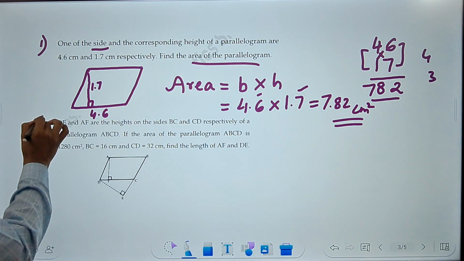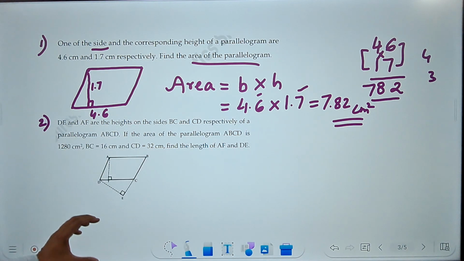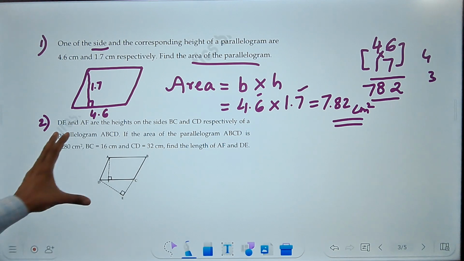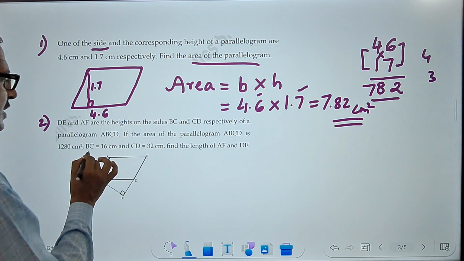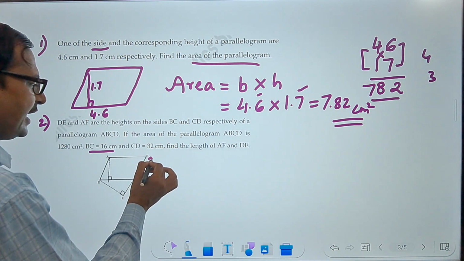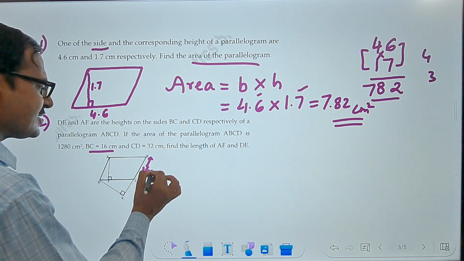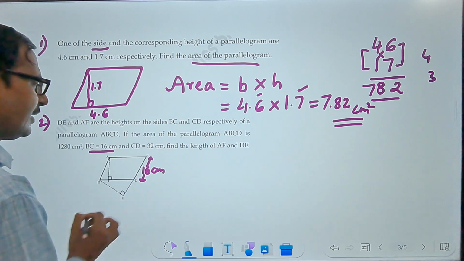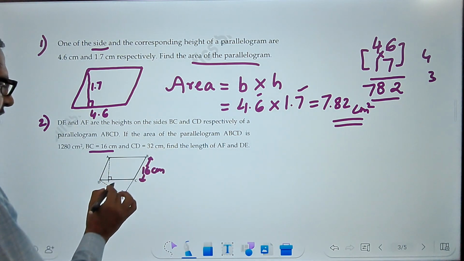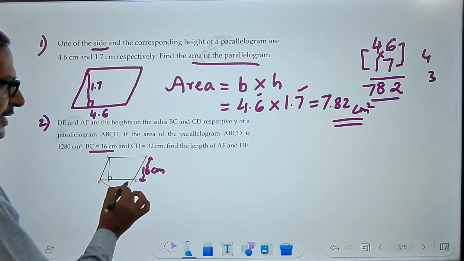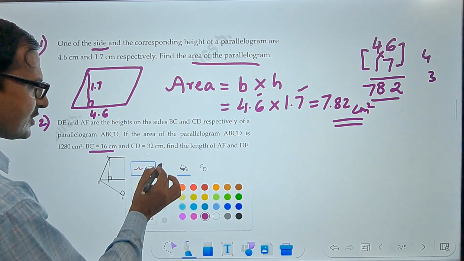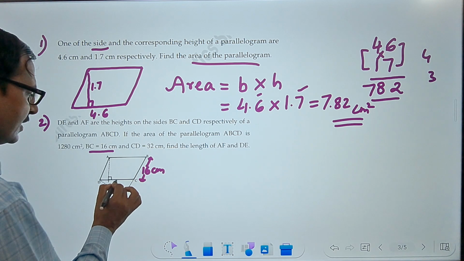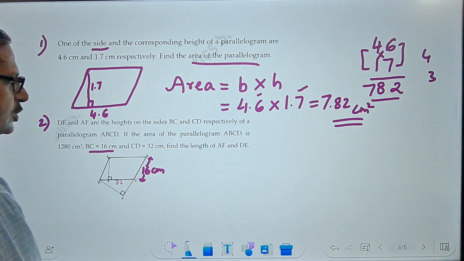Likewise, you have a question here where you have a figure which looks a little complicated, but the question is not. In this case, you see the dimensions. BC is given as 16, so this side of the parallelogram is 16 centimeters. And then what else? CD is this side. That is also given in the question. I'm not marking it. Okay, let's write it here. This is 32.